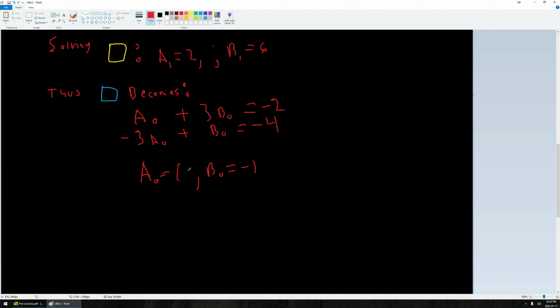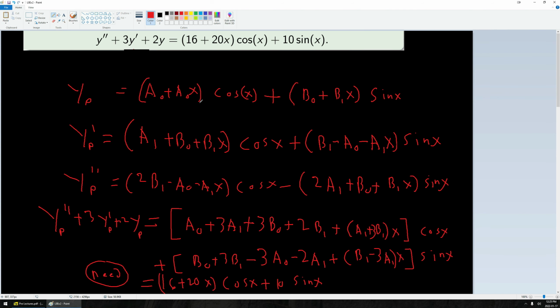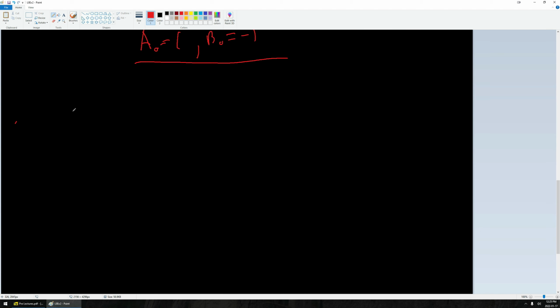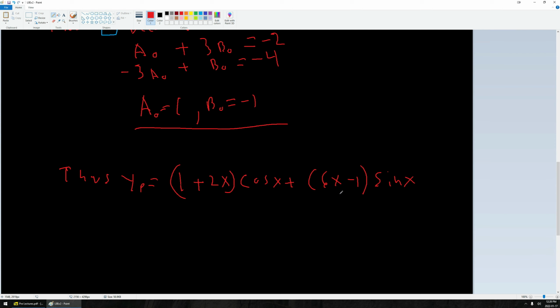Okay, so at the end of the day, I've found my coefficients here and here. So I could just put these into this expression for y sub p. And if I do that, I simply say, thus, y sub p is equal to 1, and my coefficient for this bit was 2, so it's this first bit here, plus 6x minus 1 sine of x. And this thing is going to be a solution. So we'll say it solves the DE.